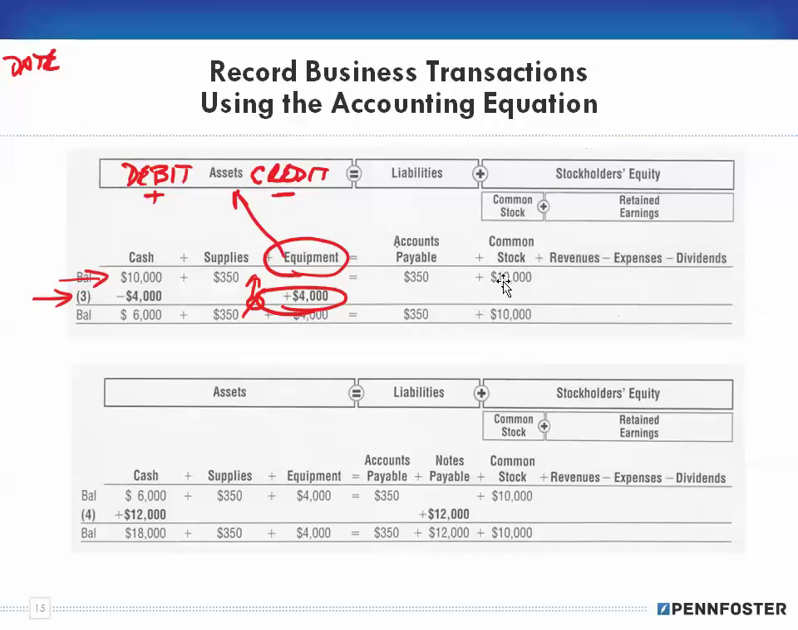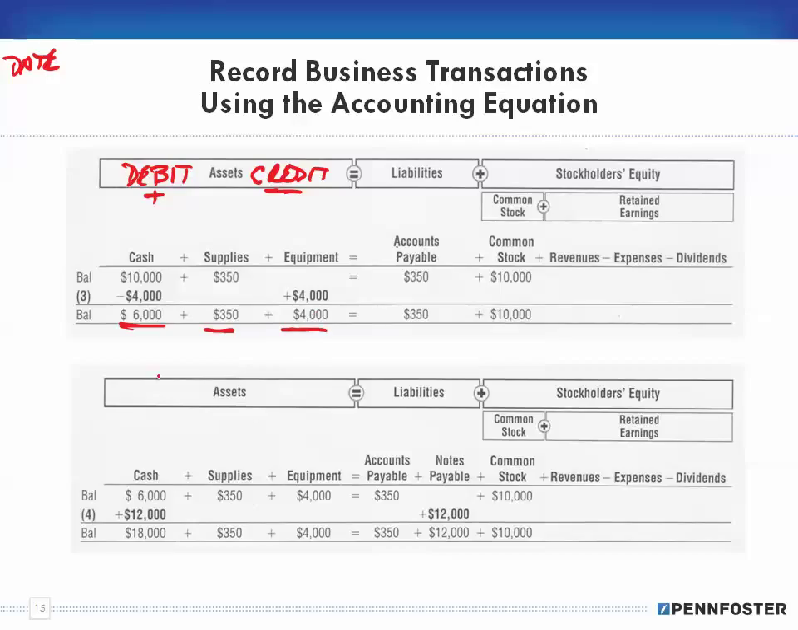So once I put that into the journal, I actually post it to the general ledger accounts. What you see here is the equivalent of my posting to the general ledger account. And when I post the journal entry to the general ledger account, I can create a new balance in the general ledger account. So as you can see, my new balance for cash is now 6,000. My supplies still stays the same at 350.